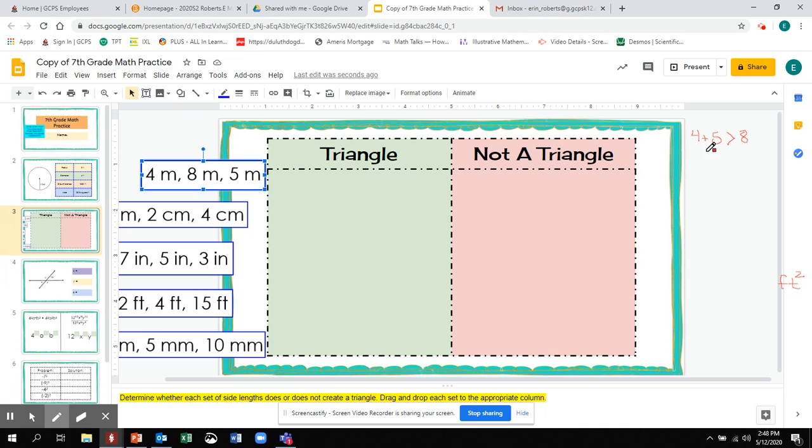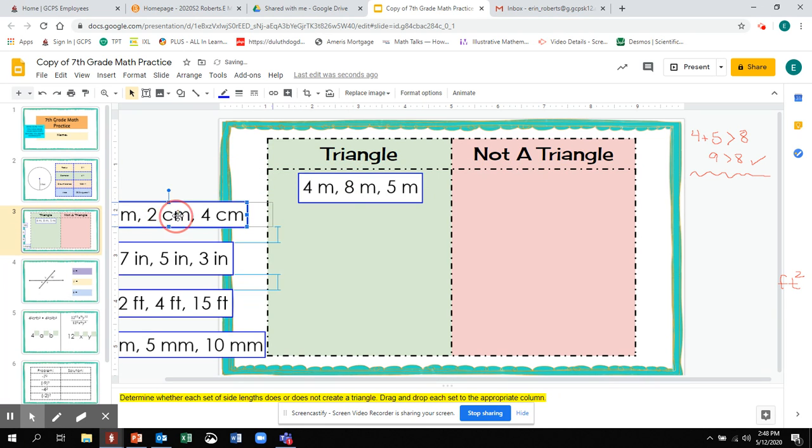Now I'm just going to solve. 4 plus 5 gives me 9. And then I ask myself, is it true that 9 is greater than 8? Well, yes, that is true. So because it's true, I know that 4, 8, and 5 do create a triangle.